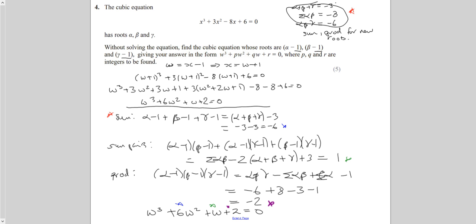But as you can see, that takes much longer just to write, never mind actually do. So this is my preferred method for this question when the roots are all scaled in the same way.